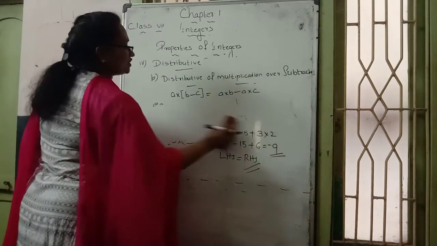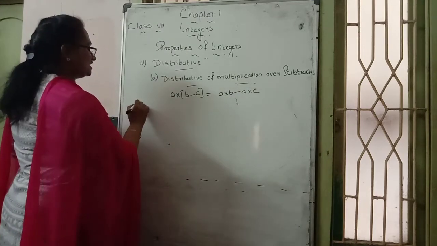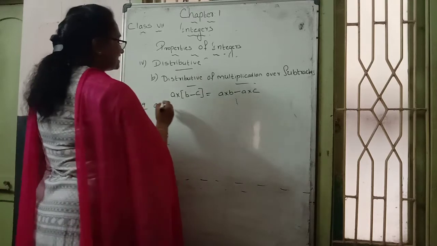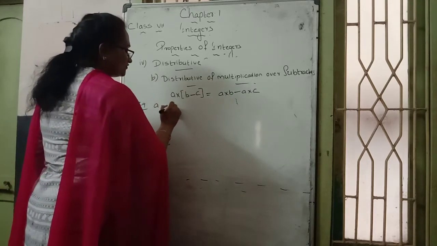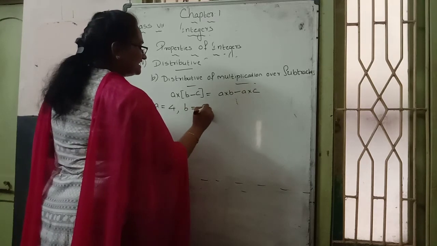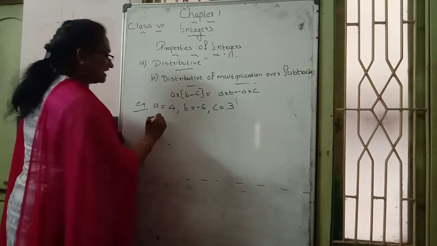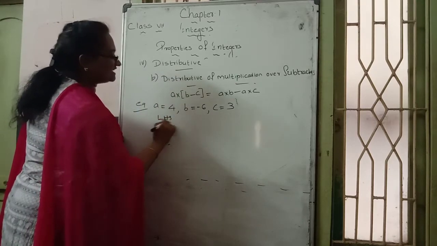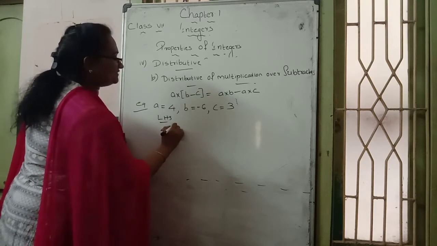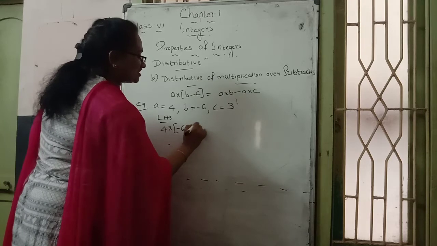Here also we are just checking whether the left and right side answers become equal or not. For that, as an example, we can consider the a value as 4, the b value as minus 6, and the c value as plus 3. On the LHS, a is 4, into b value, minus 6, minus c value, 3.